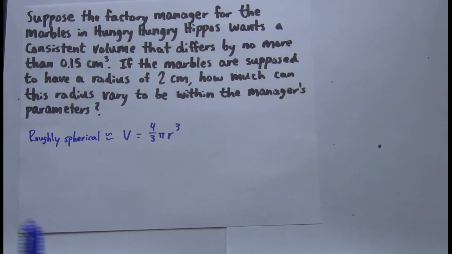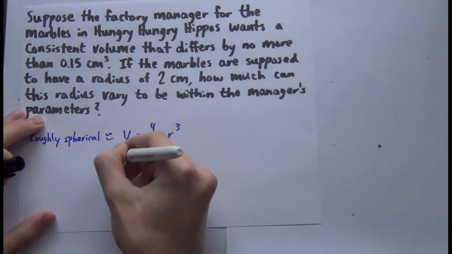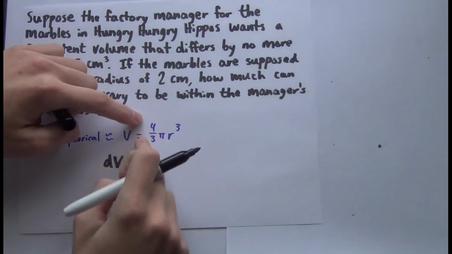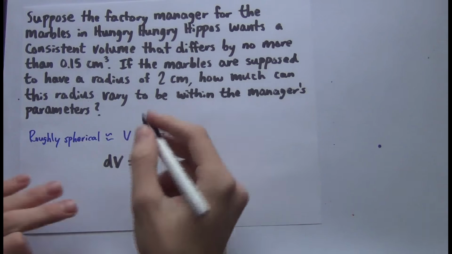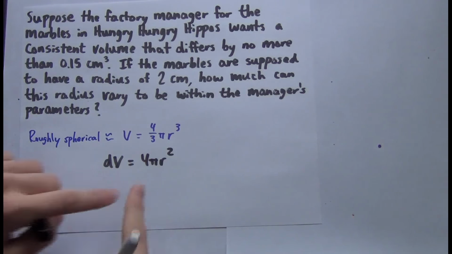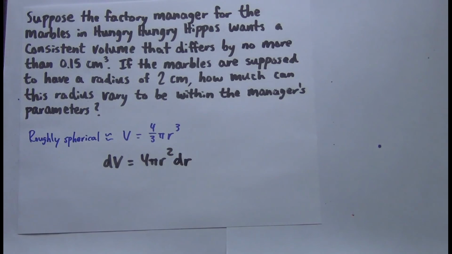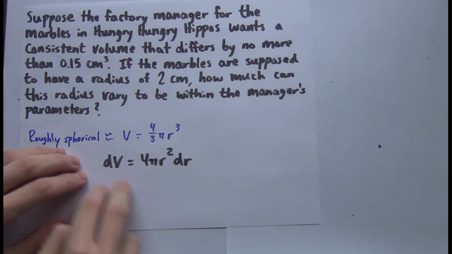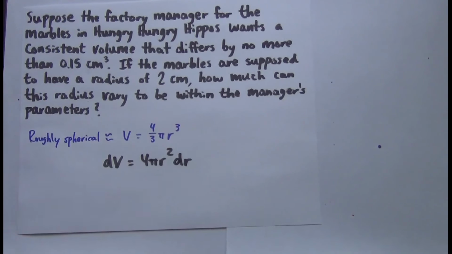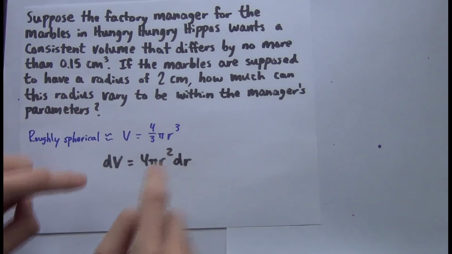Apply the derivative operator. If I apply the derivative operator to V, I get dV. And if I apply it over here, I use the power rule, and I'm eventually going to get 4 pi r squared, but then I multiply that by the derivative of r, dr. To check that it makes sense, divide both sides by dr, and you get dV/dr equals 4 pi r squared. So you can do it that way, or you can do dV/dr and multiply both sides by dr.